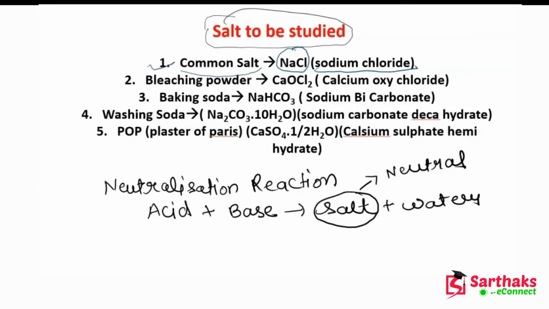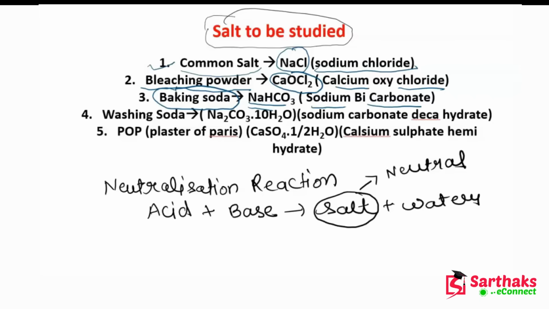Now what is the formula for bleaching powder? This is another type of salt, and the formula for bleaching powder is CaOCl2, which is calcium oxychloride. Now on third number, baking soda. It is also to be studied. The chemical formula for baking soda is NaHCO3, and its full name is sodium bicarbonate.